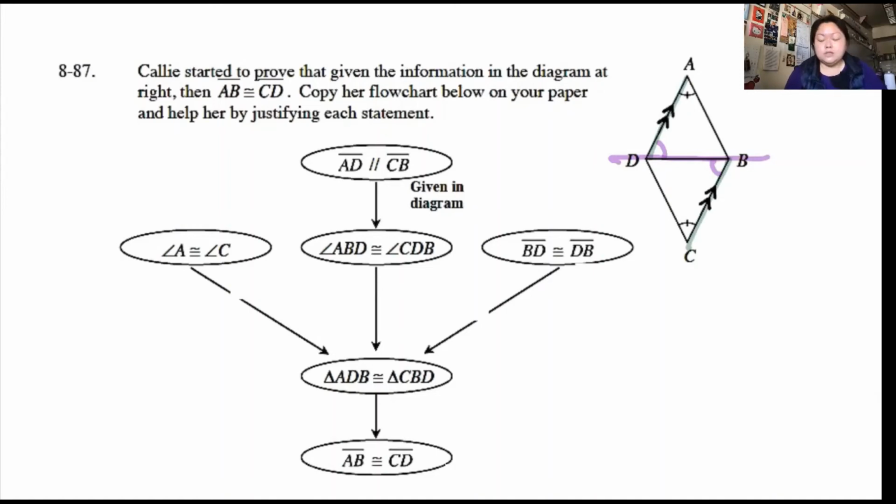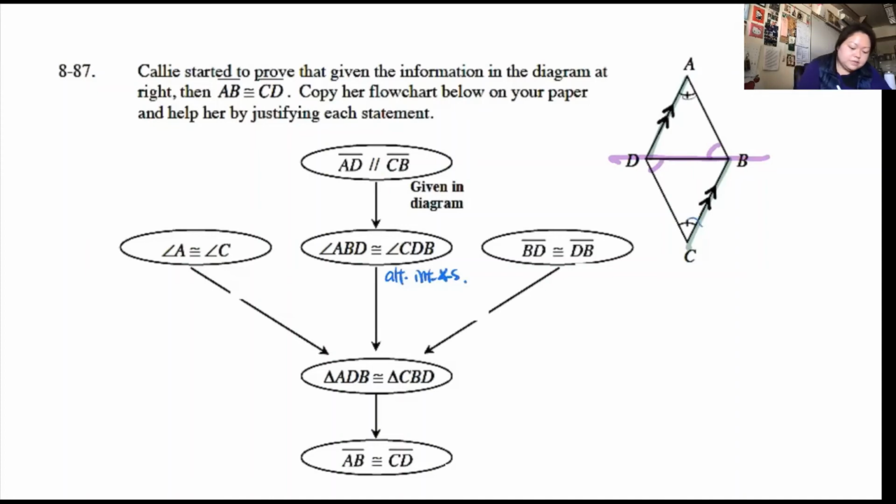Oh, there's two sets of alternate interior angles. They were using the other one. That's okay, that works too. Another set of alternate interior angles will be here as well, right? Here and here. All right, so these are alternate interior angles. Okay. Now, what about angle A, angle C?